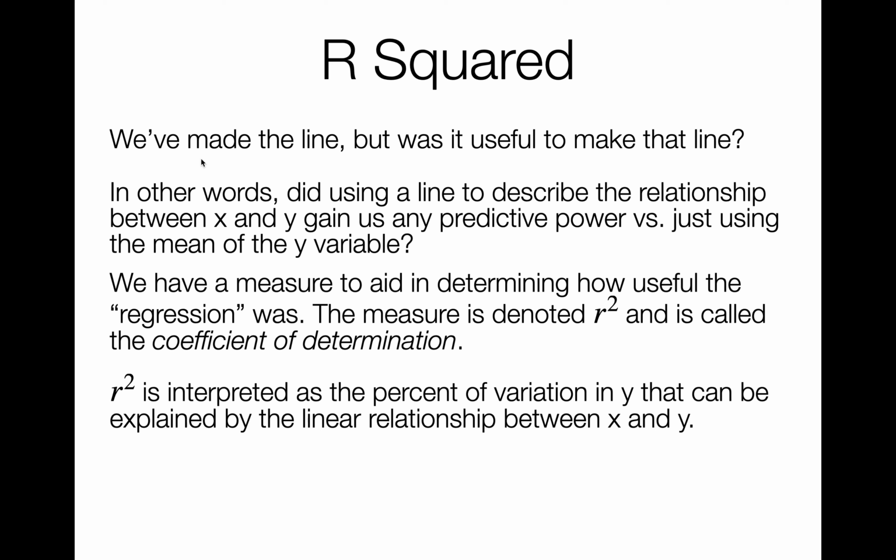One way to interpret it is my "in other words" up above. Another way to interpret R squared is as the percent of variation in Y that can be explained by the linear relationship between X and Y. I'm not really going to get into that interpretation now. I think the other one is much better for this course.